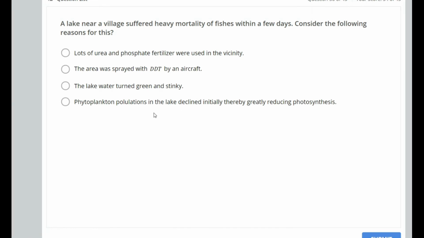A lake near a village suffered heavy mortality of fishes within a few days. Consider the following reasons for this. First one, lots of urea and phosphate fertilizer were used in the vicinity. Option 2, the area was sprayed with DDT by an aircraft. Option 3, the lake water turned green and stinky. Option 4, phytoplankton populations in the lake declined initially, thereby greatly reducing photosynthesis. Which is the right answer? Lots of urea and phosphate fertilizer were used in the vicinity is the right answer.